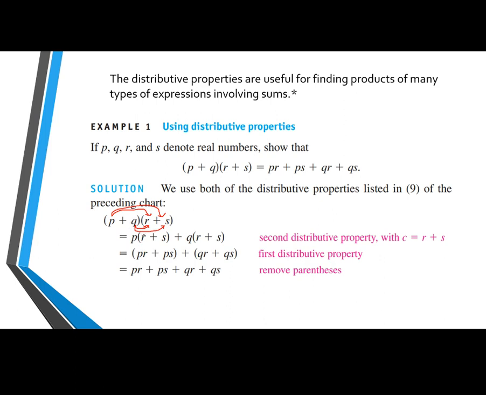So first is what we multiplied in this equation, then plus the Q multiplied by R plus S, then we distribute. And the products become the answer: PR plus PS plus QR plus QS. Then everything is addition, so we can remove the parentheses. So this is also shown: (P plus Q) times (R plus S) is also equal to PR plus PS plus QR plus QS.